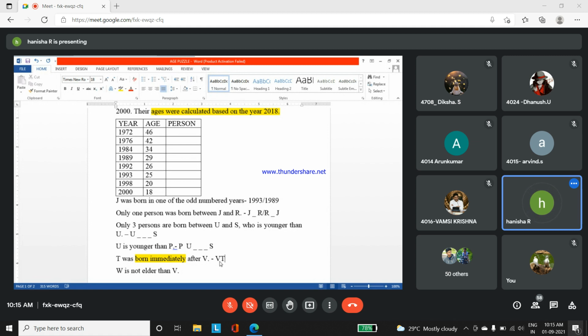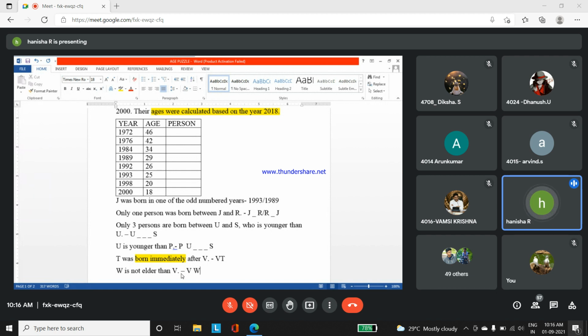The next. W is not elder than V. So here you have a clue. W is not elder than V. Here they did not mention anything using the word immediately. So W is not elder than V, which means W is younger. That's it. So V and then you have W. This is the meaning. V and then W.